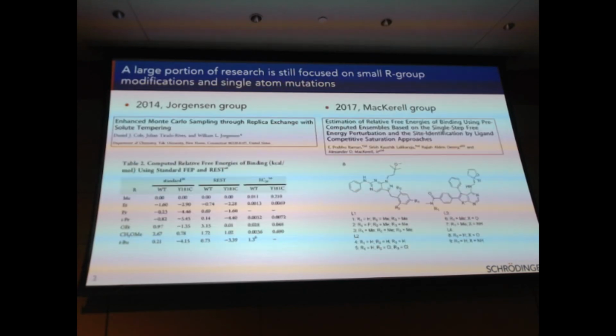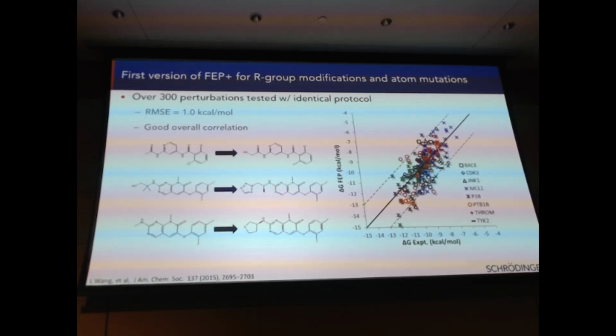And even now, a large portion of research is still focused on very modest R group modifications and single atom mutations. I have these two examples here, one from the Jorgensen group in 2014, the other from Macrocycle group in 2017, both focusing on relatively small R group modifications and single atom mutations. Those are very important and common mutations we encounter in drug discovery projects. And we have to acknowledge that it is definitely not easy to get those correct reliably.